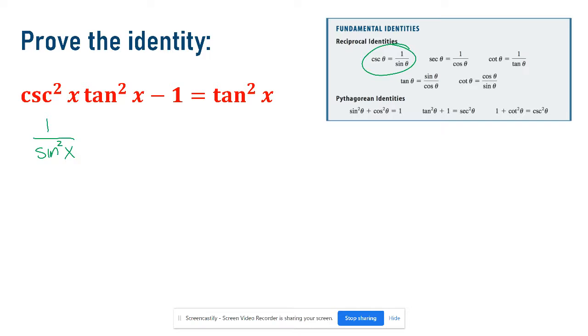We have tangent squared here. We know tangent is sine over cosine, so tangent squared would be sine squared over cosine squared. So that's what that first term ends up looking like. It's those two fractions multiplied together. We have a minus 1 equals tangent squared of x again. So I'm going to write that as sine squared of x over cosine squared of x.